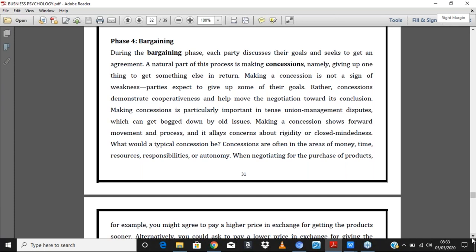So the natural part of this process is making concessions, which is giving up one thing to get something else. Making a concession is not a sign of weakness. No, parties expect to give up something, even some part of their goals. Rather, concession demonstrates cooperativeness and the willingness to come to an agreement or conclusion. Making a concession shows forward movement and progress, and it allays concerns about rigidity and close-mindedness.